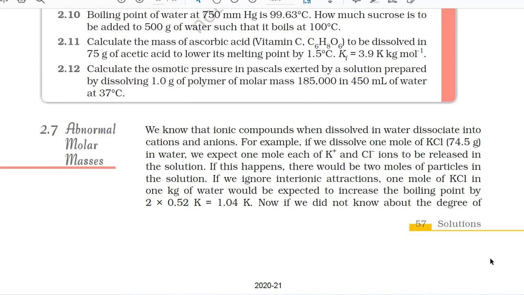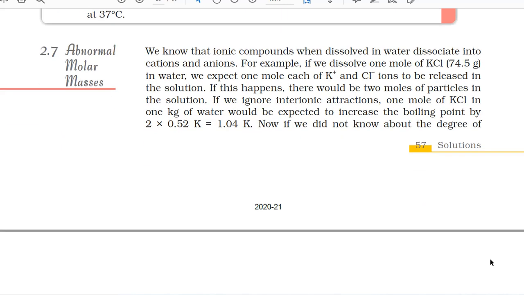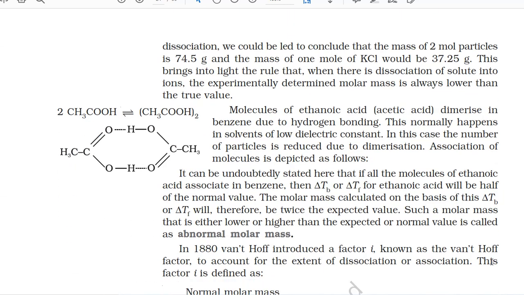If we ignore interionic attractions, 1 mole of KCl in 1 kg of water would be expected to increase the boiling point by 2 × 0.52 K = 1.04 K. Now, if we did not know about the degree of dissociation, we could be led to conclude that the mass of 2 mole particles is 74.5 gram and the mass of 1 mole of KCl would be 37.25 gram. This brings into light the rule that when there is dissociation of solute into ions, the experimentally determined molar mass is always lower than the true value.